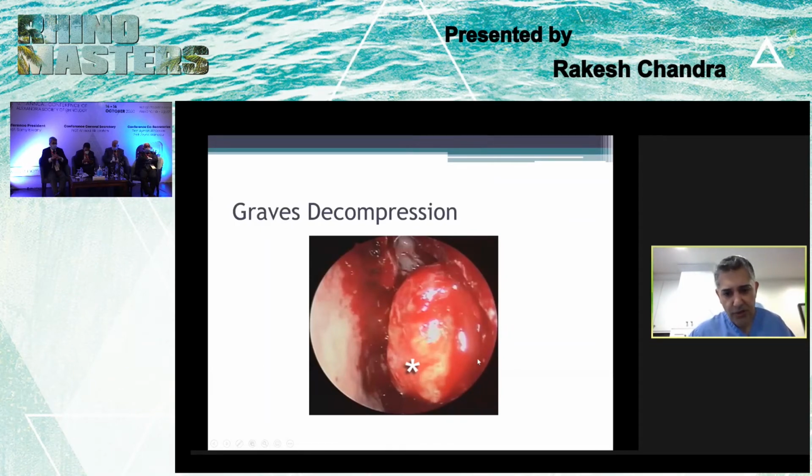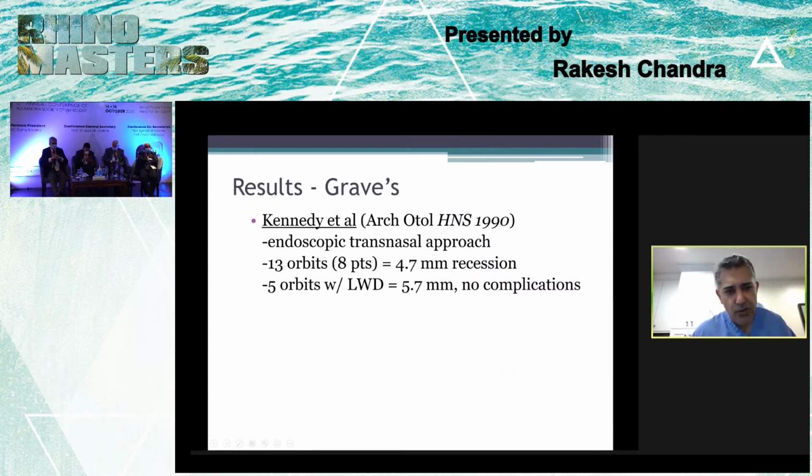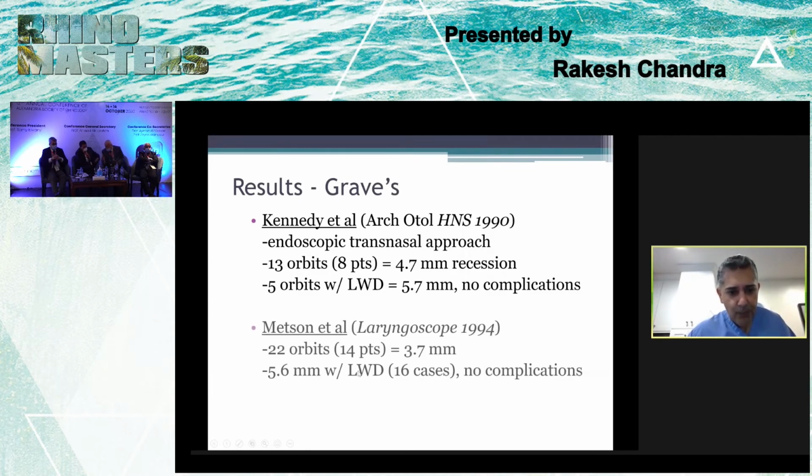Graves' disease, very robust expression of fat. So some of the results with Graves' disease, this is old studies from Kennedy, that these patients had about a 5 millimeter degree of recession of the proptosis, and it was almost 6 millimeters when you combined it with the lateral wall decompression. Medicine published a little bit later showing similar numbers, a little less decompression of almost 4 millimeters with just a medial wall, and when combined with the lateral wall, again, it was 5, almost 6 millimeters of recession of the proptosis.